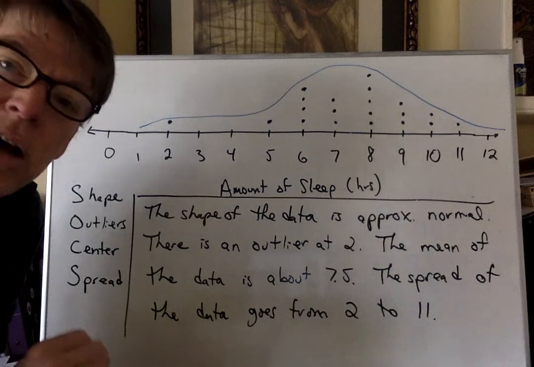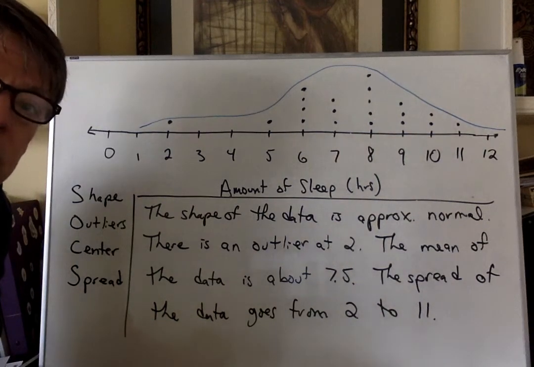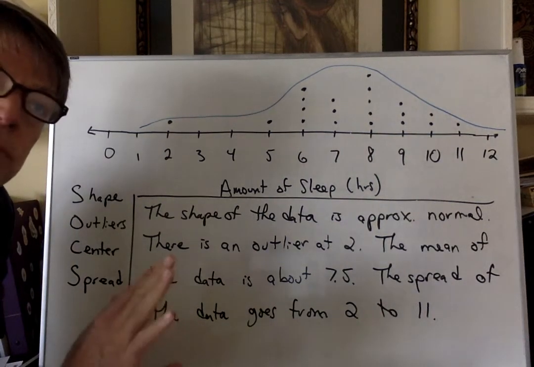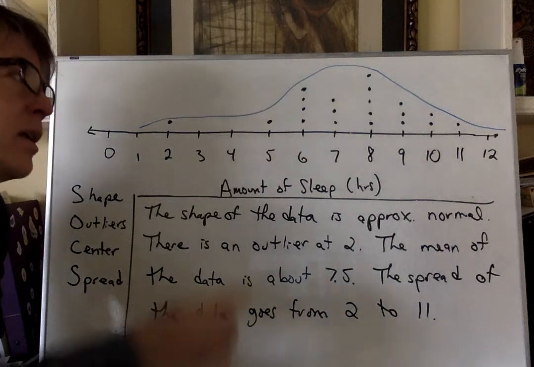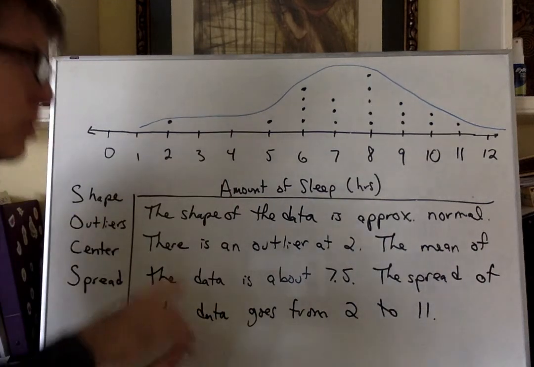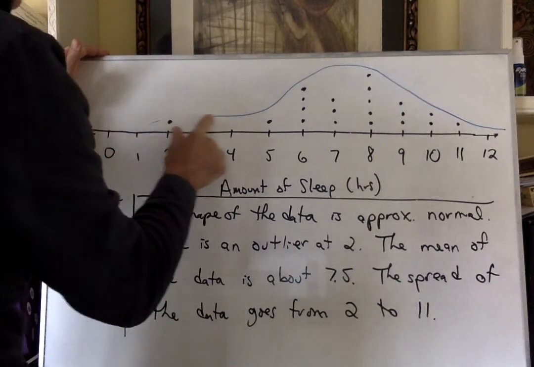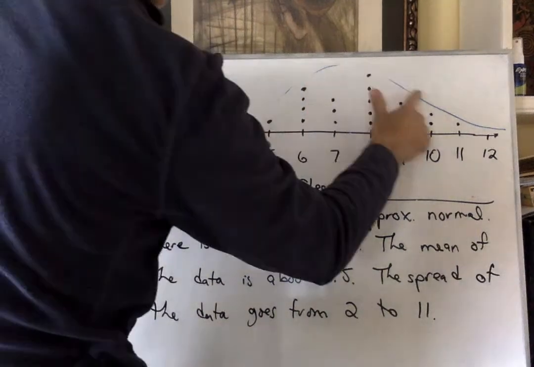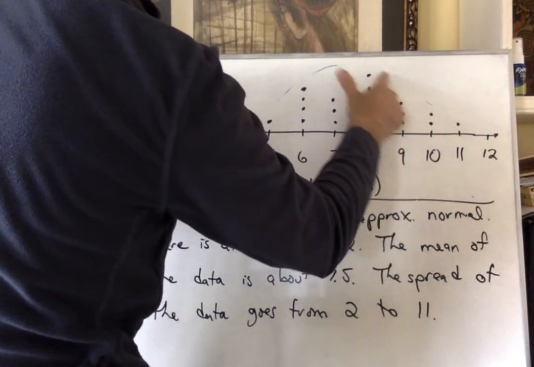That's it. That's all I need from you at this level that we're at right now. If I ask you to make a plot of the data, make a dot plot. You don't need this blue line. I just drew that in there so that you guys can see the shape of the data a little more easily.